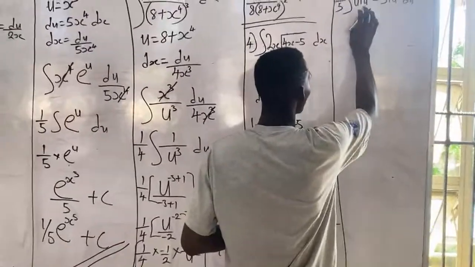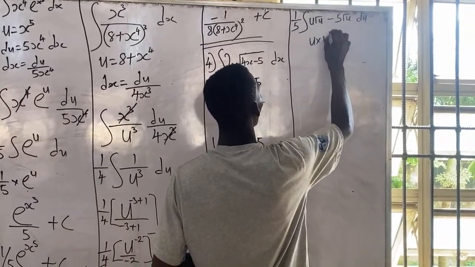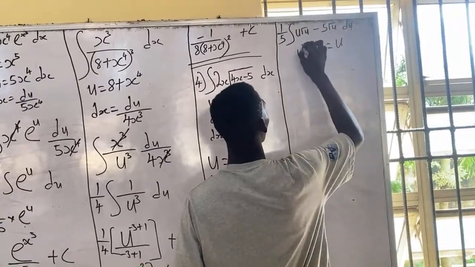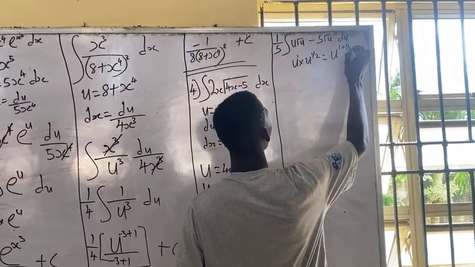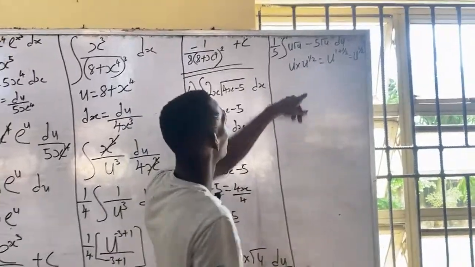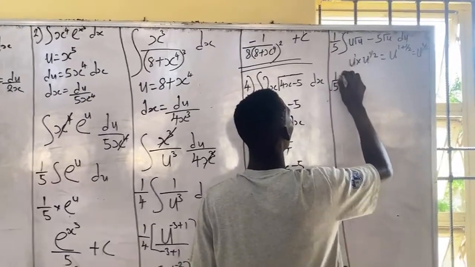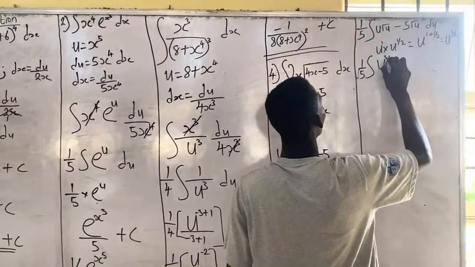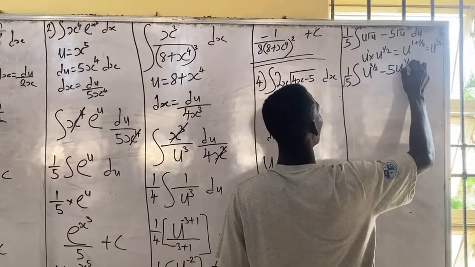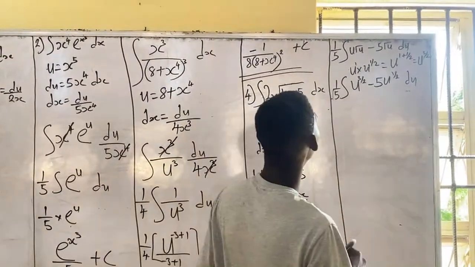Now, before we integrate separately, we can also rewrite this. This is the same thing as u times u to the power of half, following the law of indices. That will give us u to the power of 1 plus 1 over 2, and that will give us u to the power of 3 over 2. So we can now rewrite the whole of this as 1 over 5 integral of u to the power of 3 over 2 minus 5 u to the power of half du. Then it is easier for us to integrate now without any obstacles.